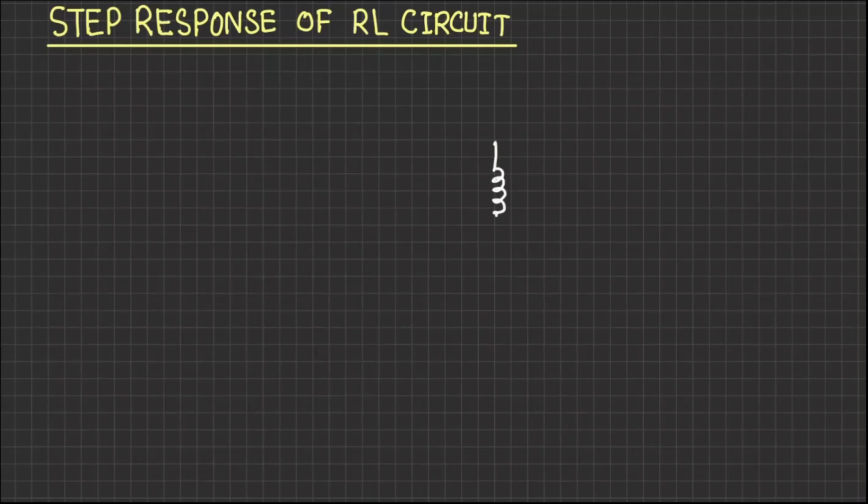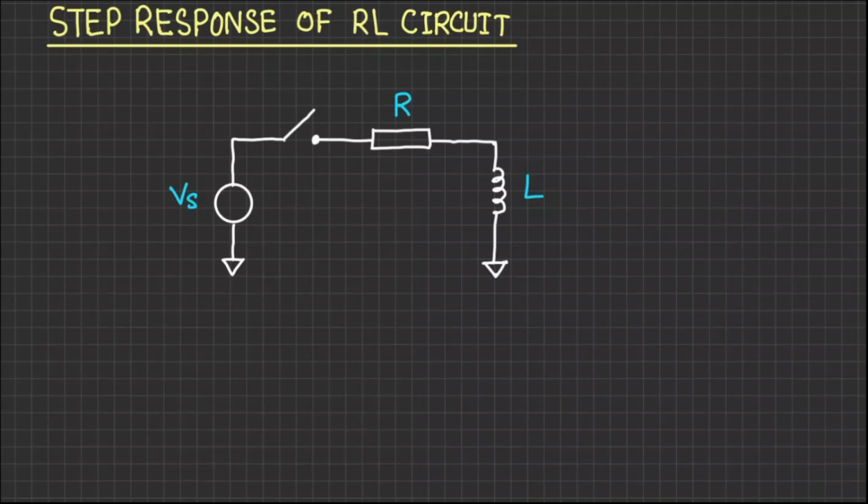We have an inductor with an inductance L connected to the voltage source Vs through a resistor R, along with an ideal switch. The switch is initially open, and at time t equal to 0, the switch is closed, changing the circuit from an open state to a closed one.